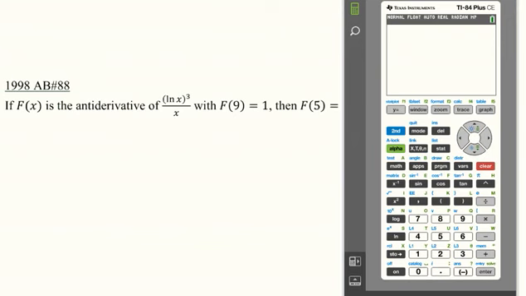If capital F is the antiderivative of this thing with f of 9 equals 1, then f of 5 equals what? Okay, this is definitely a calculator question, but I'm going to let you try this one on your own. So you're going to want to pause the video because in about 10 seconds it's going to come up with the answer.